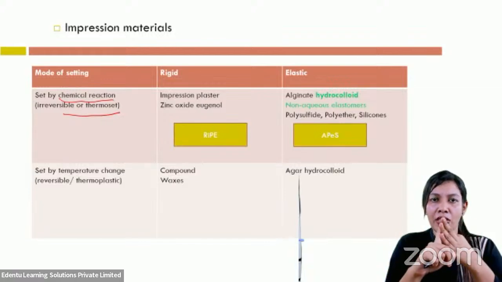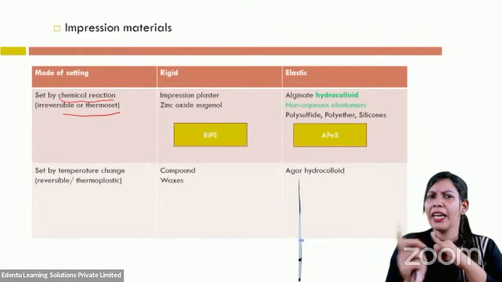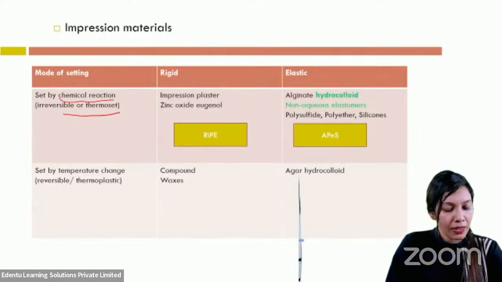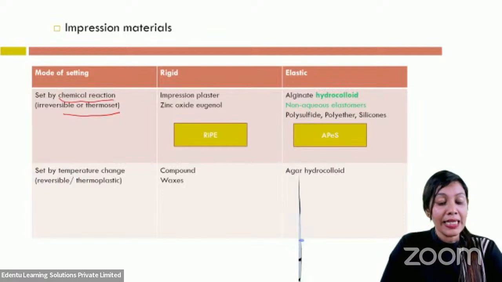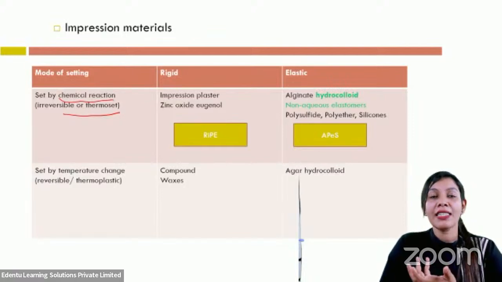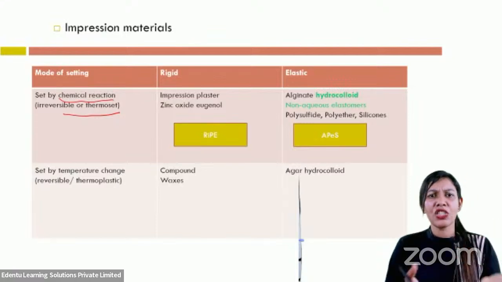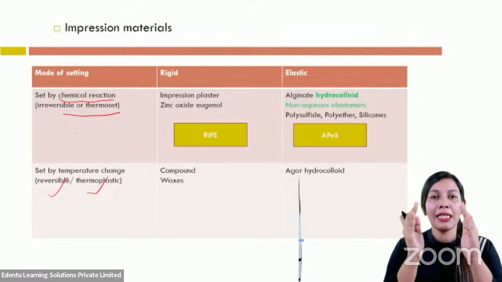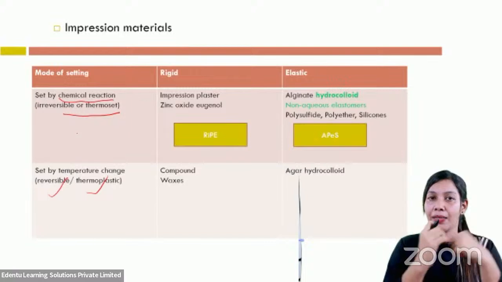So these are three important terms. First is irreversible. It cannot come back to its normal position because of the chemical reaction taking place. Next is thermoset. So what about the second classification? Temperature change. Instead of irreversible, there is temperature change. When we change the temperature, it can come back to its normal position, like our agar and our wax. So that is reversible and thermoplastic. So just keep in mind: chemical reaction and temperature change.